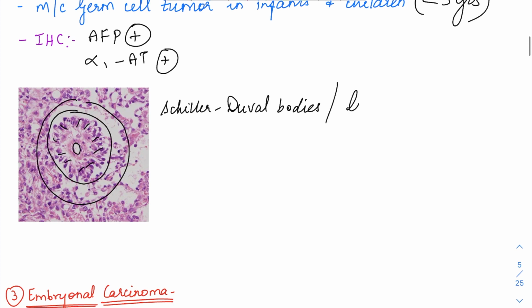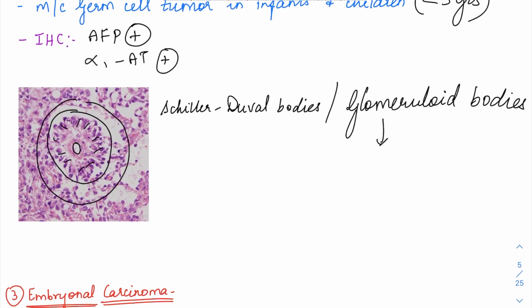The Schiller-Duval bodies are also given another name, glomeruloid bodies, because they resemble the glomerulus of the kidney. In the kidney glomerulus also you have a parietal layer, and then there is going to be the Bowman space surrounding, then inside you have the visceral layer, and then you'll have the glomerular tuft of vessels inside. So it resembles exactly that of the glomerulus. So this is called glomeruloid bodies.